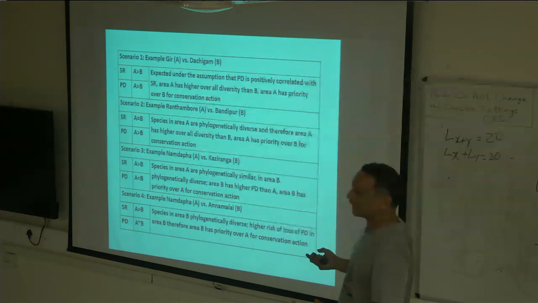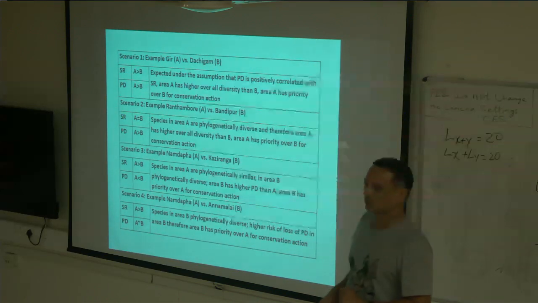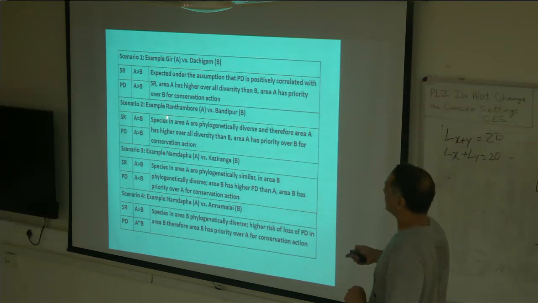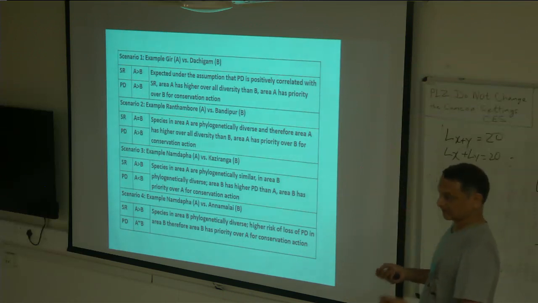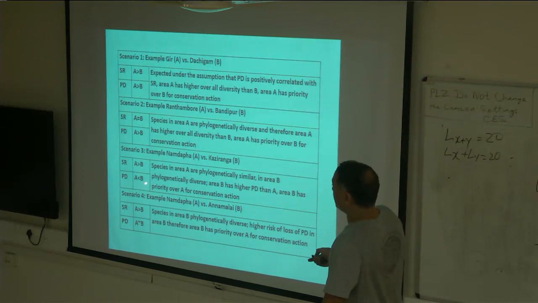Typically this is what we would like to see: species richness increases, PD increases. But often that is not the case. You have the same species richness, but one area has more PD than the other area. So species in area A are phylogenetically diverse. Therefore, area A has higher diversity than B, because with the same number of species, one area has higher phylogenetic diversity.